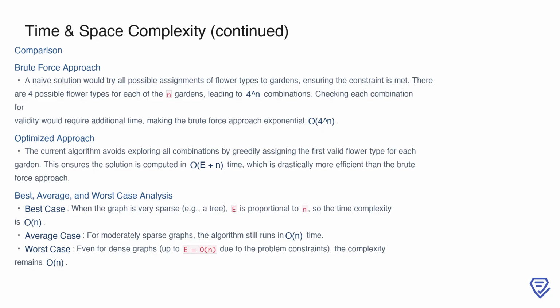In contrast, the optimized algorithm avoids this by greedily assigning the first valid flower type for each garden. This drastically reduces the time complexity to O(e + n). For best-case scenarios, such as when the graph is very sparse, the algorithm runs in O(n) time. In average cases, it still maintains O(n) efficiency. Even in the worst-case scenario, where the graph is dense but constrained to e equals O(n), the time complexity remains O(n), demonstrating its robustness.